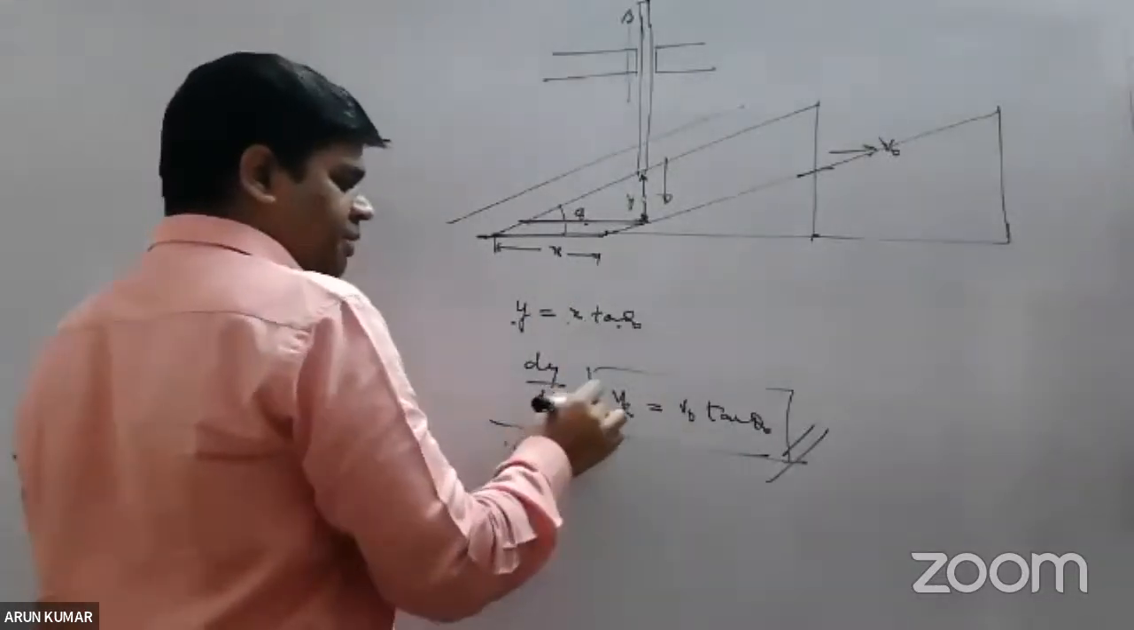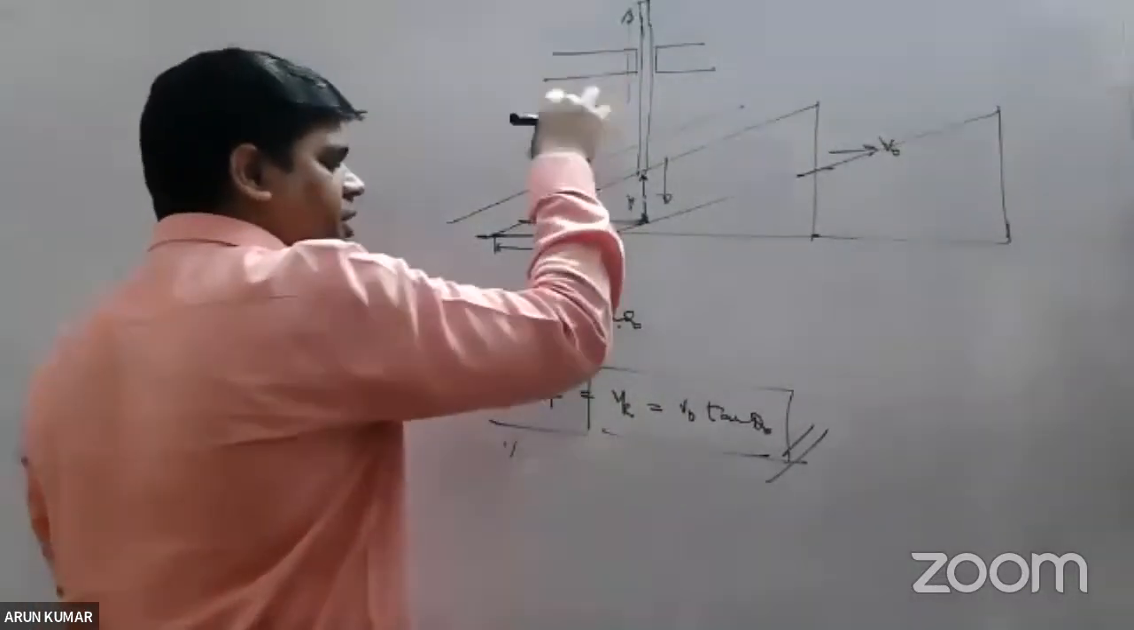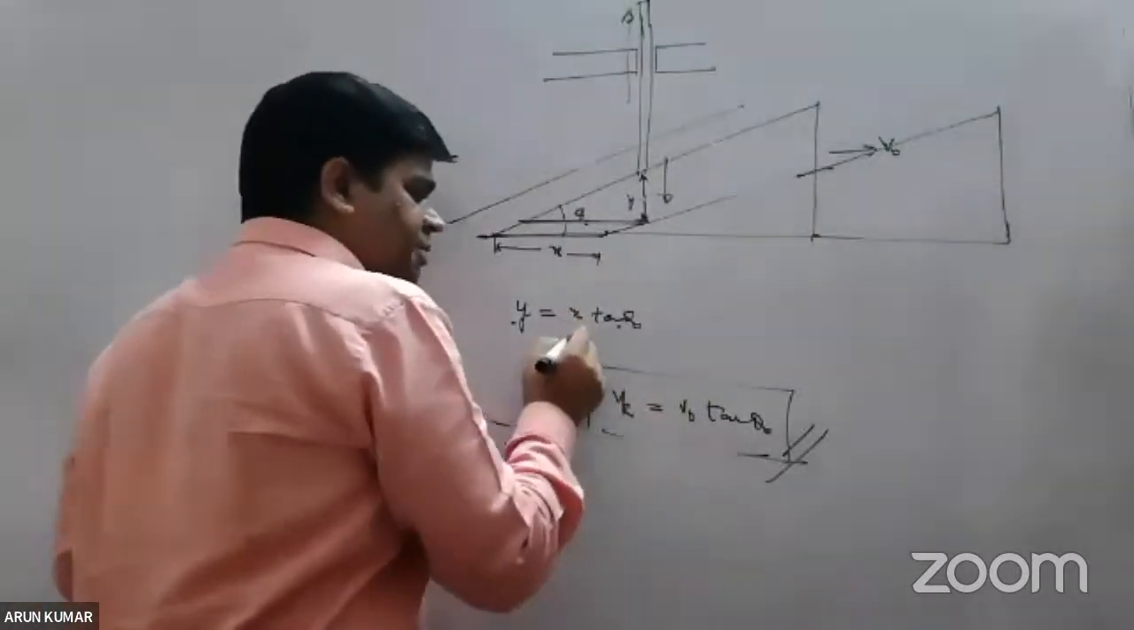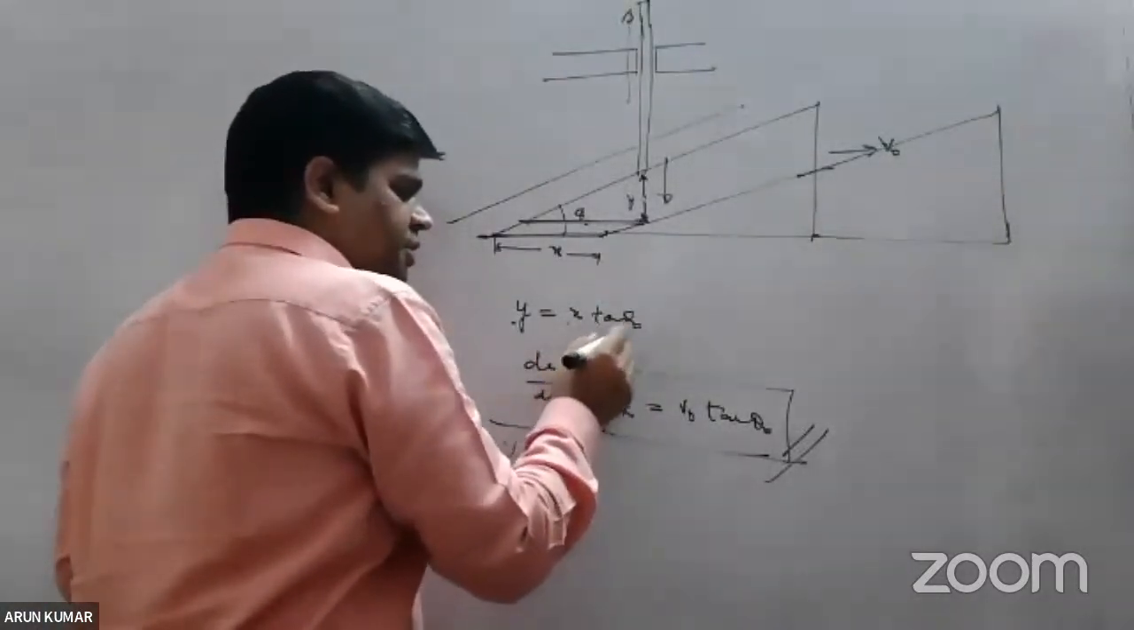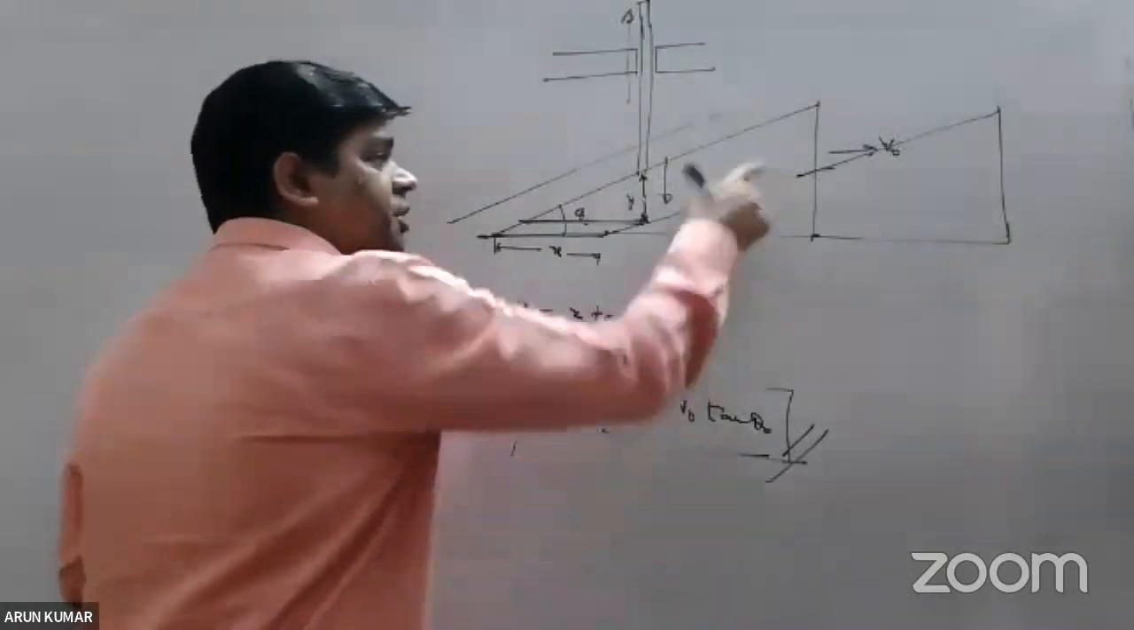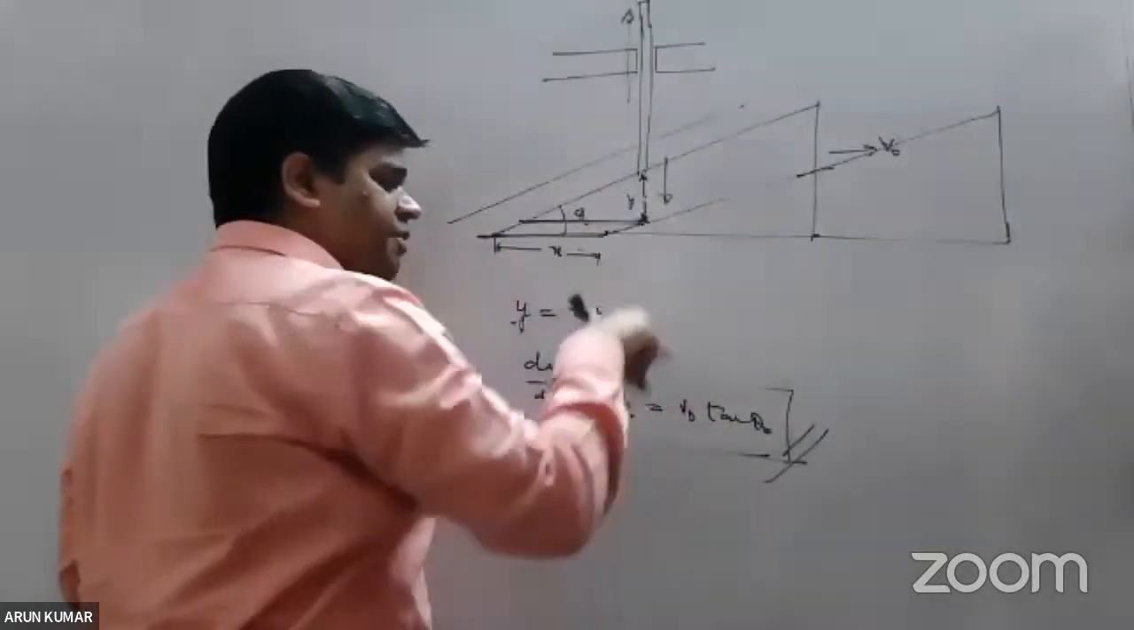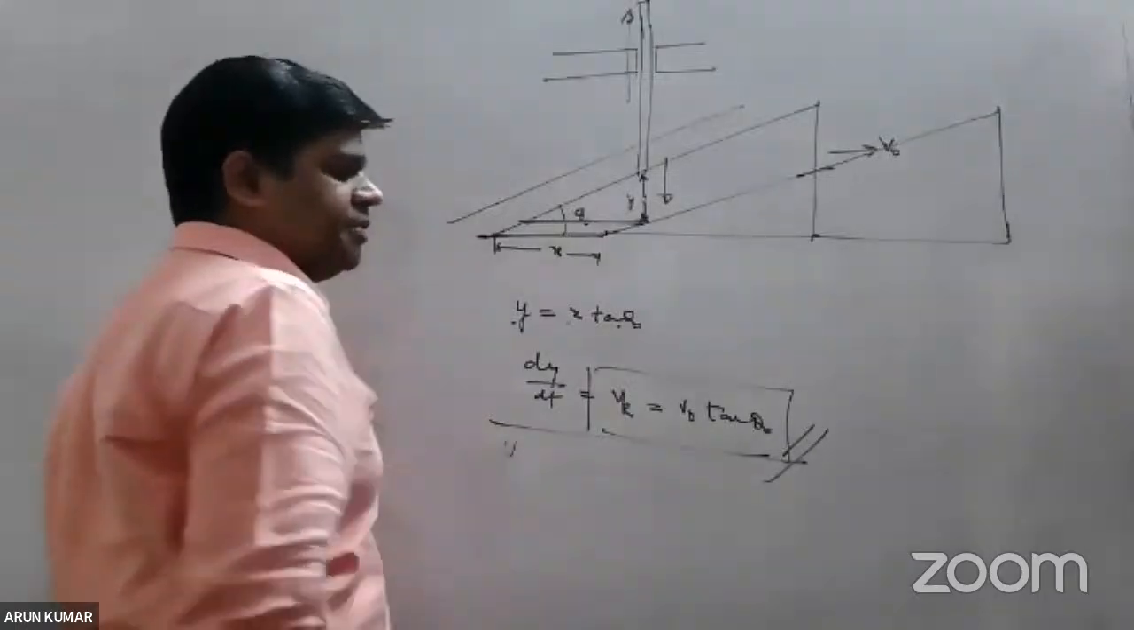dy by dt is equal to vr, which is the velocity of the rod, which is equal to tan theta times dx by dt. Tan theta is a constant. dx by dt is v naught, given. Velocity of the wedge towards right is given, v naught. So vr is equal to v naught tan theta.